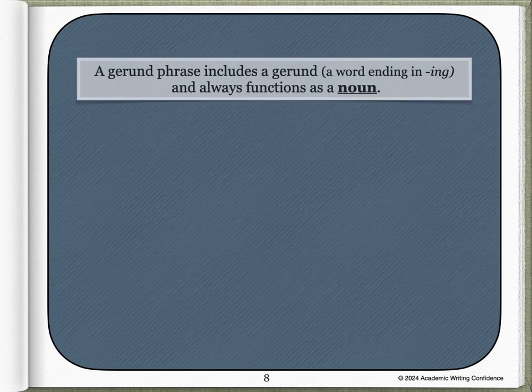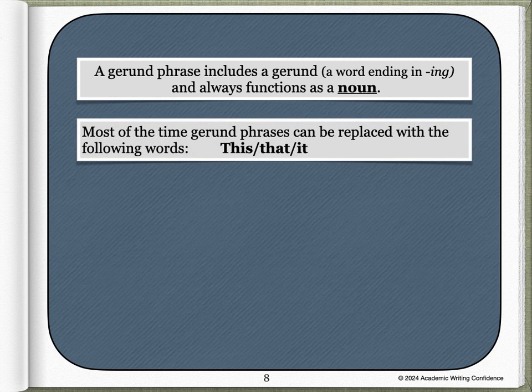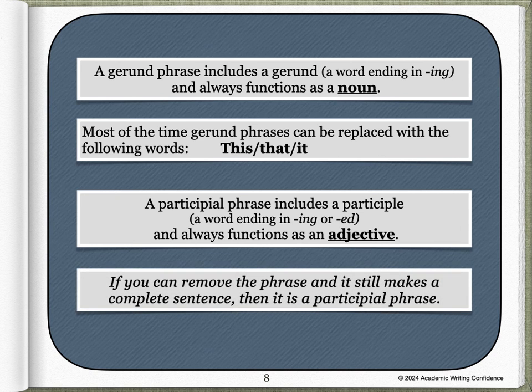So to recap, a gerund phrase includes a gerund and always functions as a noun. Most of the time, gerund phrases can be replaced with the following words: this, that, or it. A participial phrase includes a participle and always functions as an adjective. If you can remove the phrase and it still makes a complete sentence, then it is a participial phrase. This will help you to determine which type of phrase is being used in most cases.